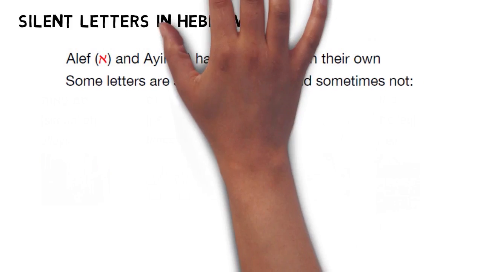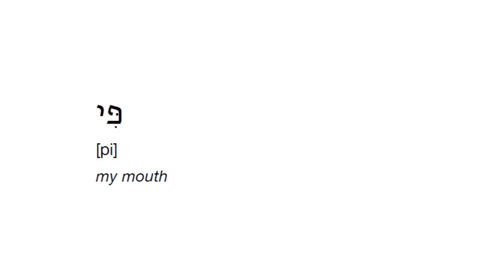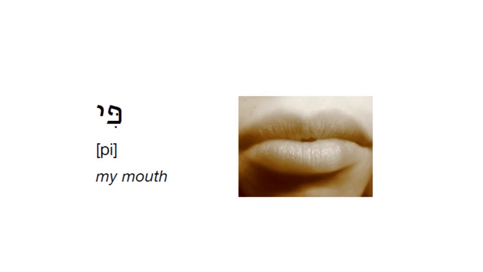Now, there are a few other letters that are sometimes silent and sometimes not. Those letters are yud, vav, and hey, which, when we covered them back in video 2, made a y sound, a v sound, and a h sound. So let me show you the Hebrew word meaning my mouth. It's pi. Now this word is relatively simple. There are only 2 letters and 1 diacritic.